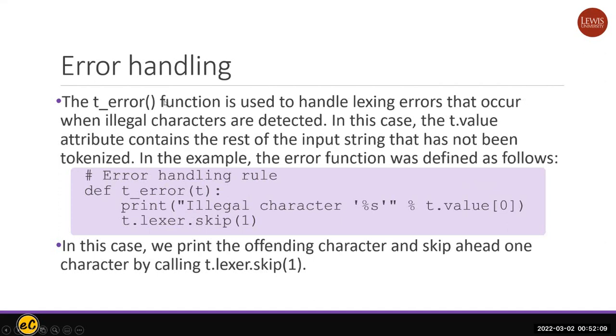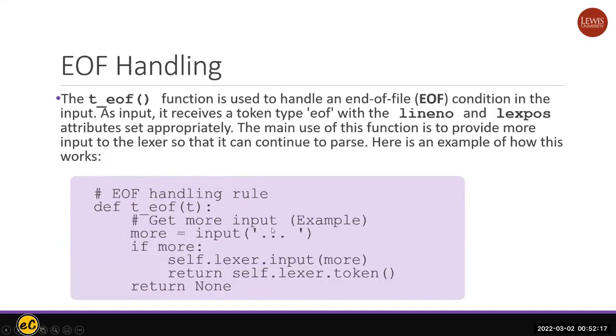Okay, error handling. Its value will be shown here, and then the lexer will skip by one character. Okay. And end of file. End of file is t_eof. It actually will stop the tokenization. Okay. It will stop the tokenization. So if we use the for loop, the lexer will stop. Okay. It actually uses the t_eof for checking the end of file.